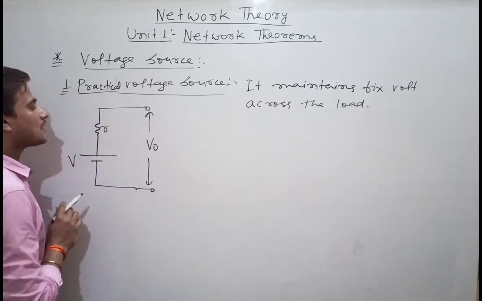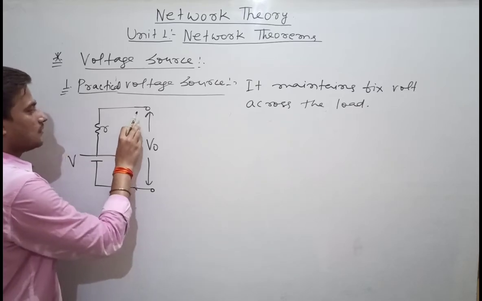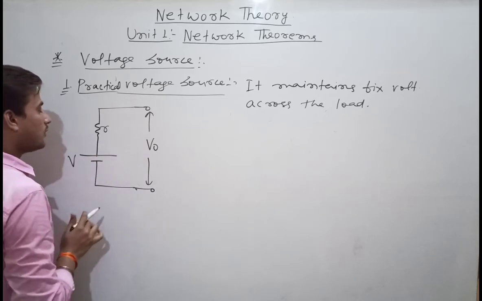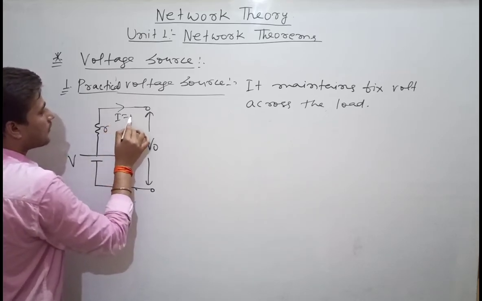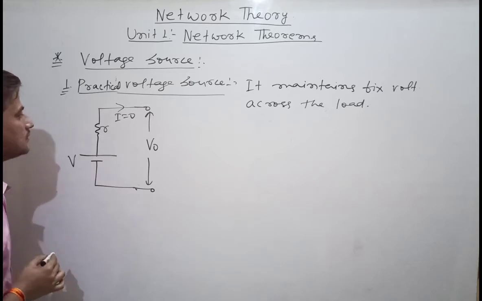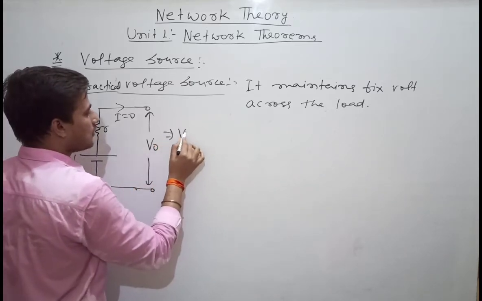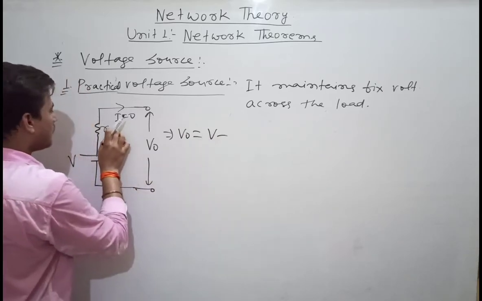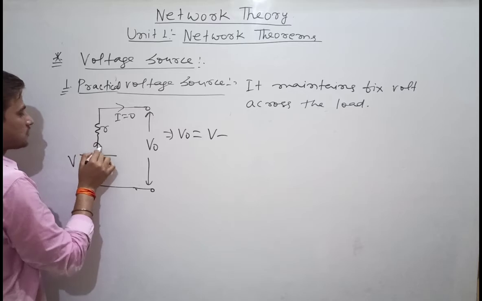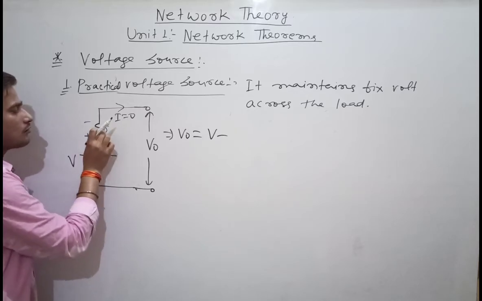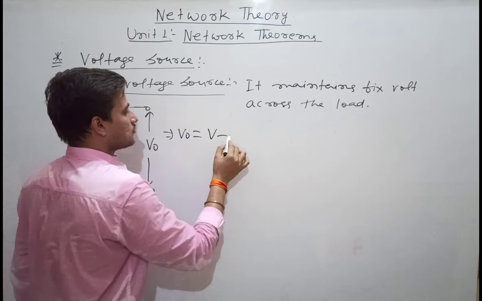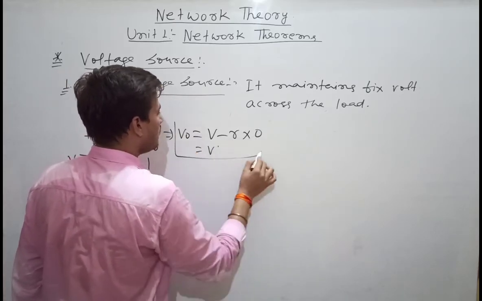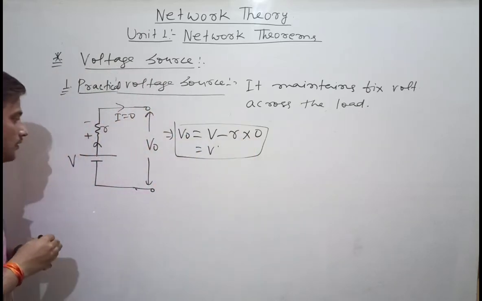Now in this condition, you see that the circuit is open. That means no load is connected across this load terminal. So what is the value of current? Current is 0. Now if they are asking you the value of V0, it will be V minus the voltage drop, which is I into R. R is given and I is 0. So here V0 will be V volt.